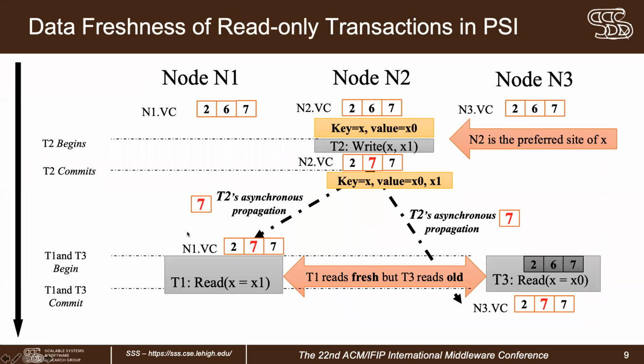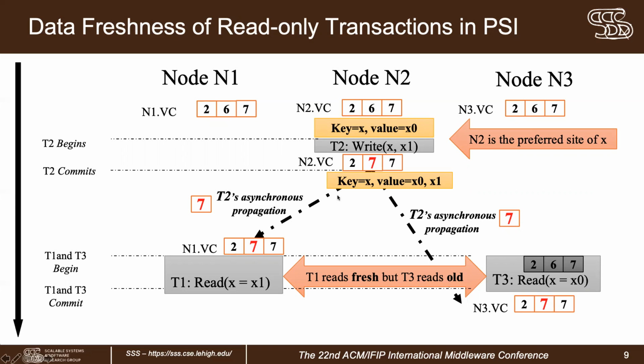In this slide, we wanted to show how read-only transactions in a PSI protocol can read obsolete data. We have 3 nodes. The size of the vector clock for each node is equal to 3. On node N2, we start transaction T2, and transaction T2 wants to update key X with a new value X1. It updates X to X1, produces this new version X1, commits, and increments the second entry of N2's vector clock from 6 to 7.